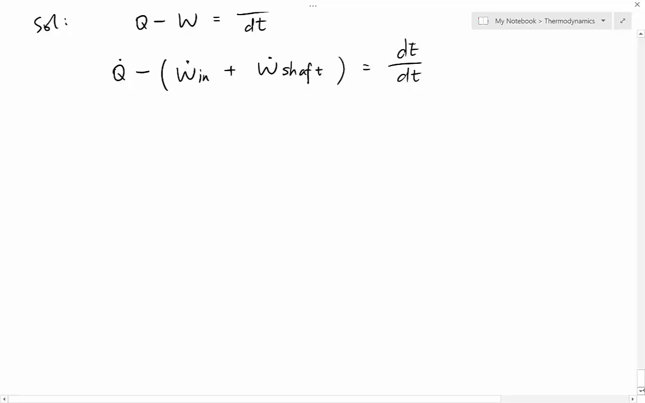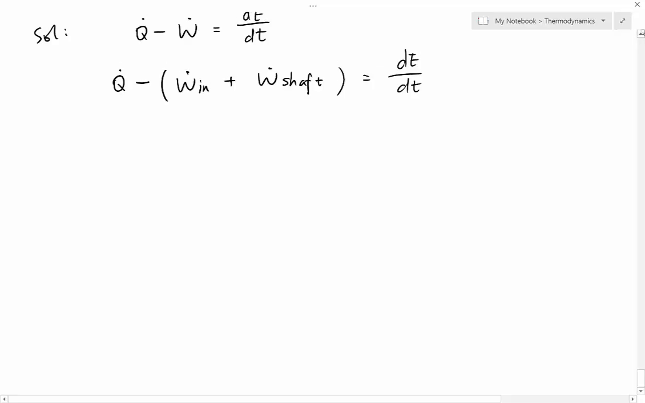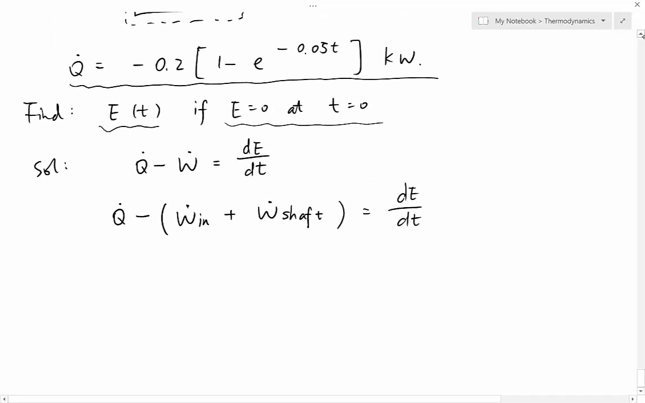Okay, so now let's do plug and check. All right, Q dot. Okay, let's move dE over dt to the left-hand side. Okay, first term is Q dot. What is Q dot? Negative 0.2 times 1 minus exponential function with the index of negative 0.05 t.